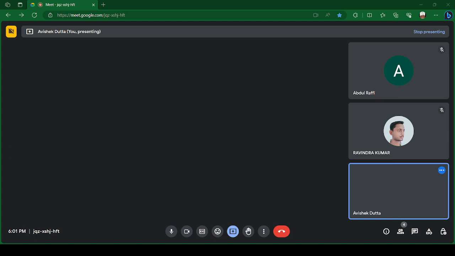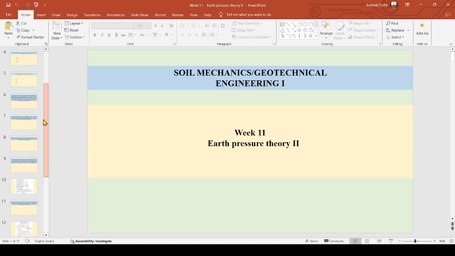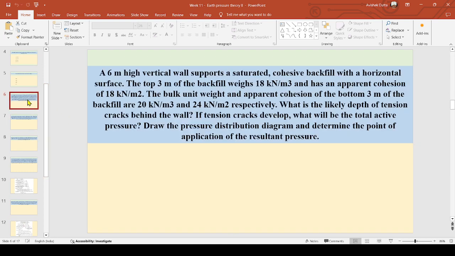So I'll start discussing the solutions. I'll start with the numericals first, and at the end I'll go to the MCQs. So the first question I'll be solving, I'll start with this.